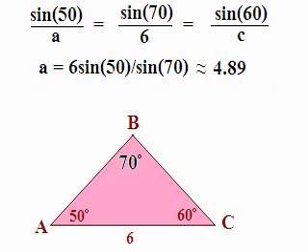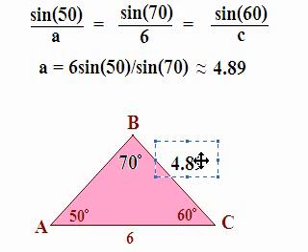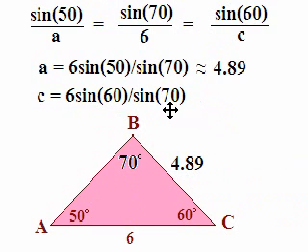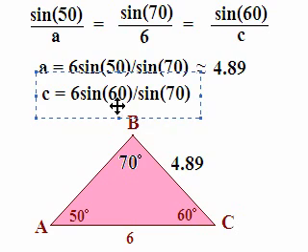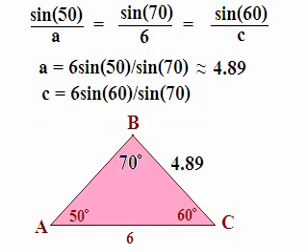So let's put that in there. Be careful when you're doing this. Make sure you're in degree mode. So this side opposite 50 is 4.89, and then we'll solve the other proportion here. 6 times the sine of 60 equals C times the sine of 70. And in the calculator, this is an exact answer right here. You can put it in the calculator just as you're seeing it, and that side comes out to be 5.53. And I'll put that here.